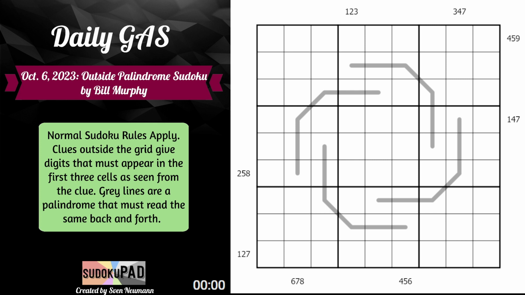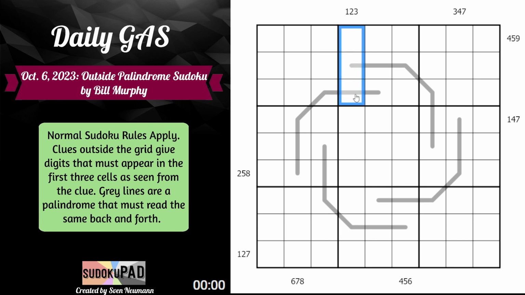Normal Sudoku rules apply. Clues outside the grid give digits that must appear in the first three cells as seen from the clue. Gray lines are a palindrome that must read the same back and forth. All right, what does that mean? So, we have ourselves some clues outside the grid.